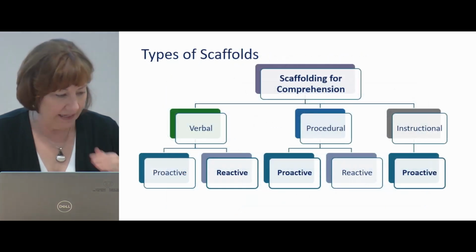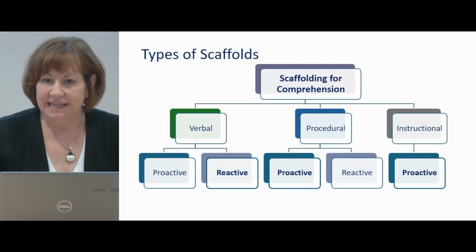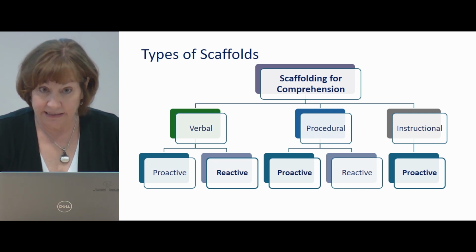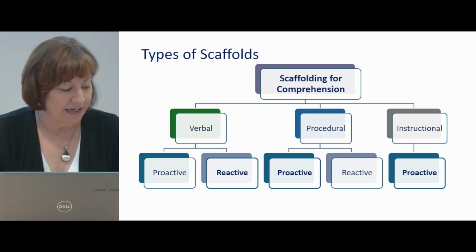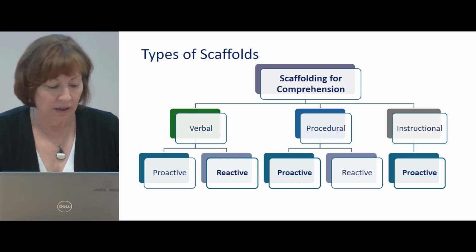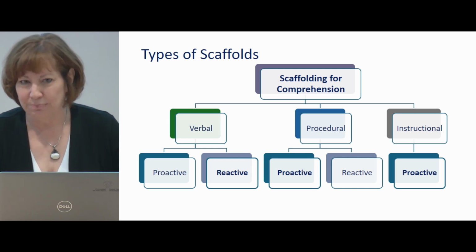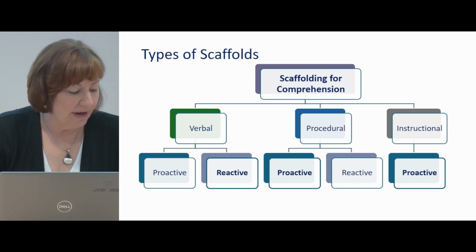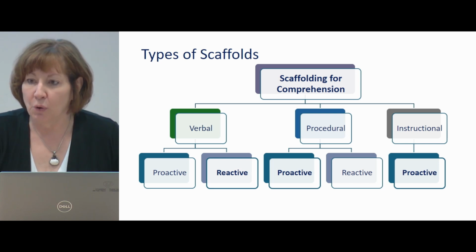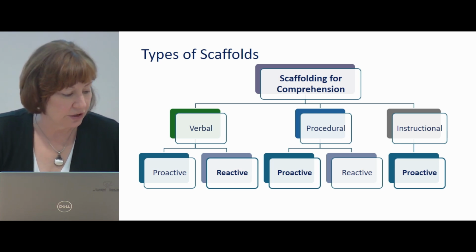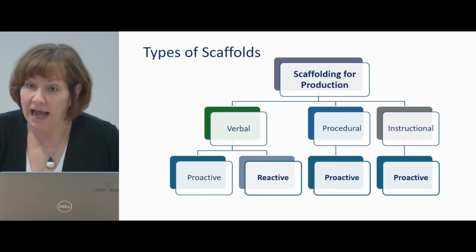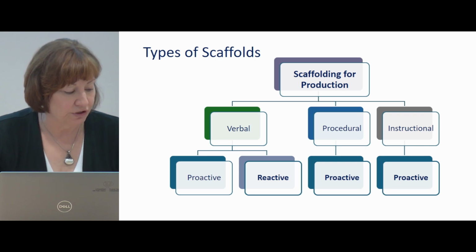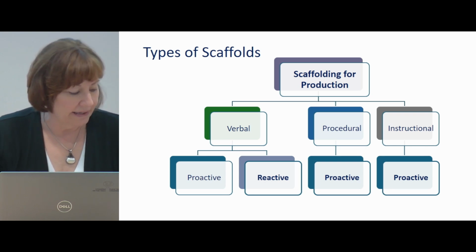Now we can look at how these different scaffolds interact. Scaffolding for comprehension involves all three main categories, of course, and it is both reactive and proactive, but we see that reactive approaches are primary when it comes to verbal scaffolding. Not a surprise, since this is about classroom discourse and interaction in the classroom, whereas proactive approaches are more prominent for procedural and instructional scaffolding. And we see a very similar kind of pattern for scaffolding for production as well, with reactive approaches corresponding more to verbal and so on.